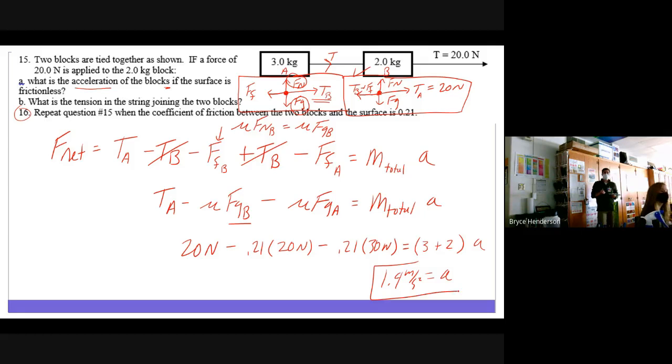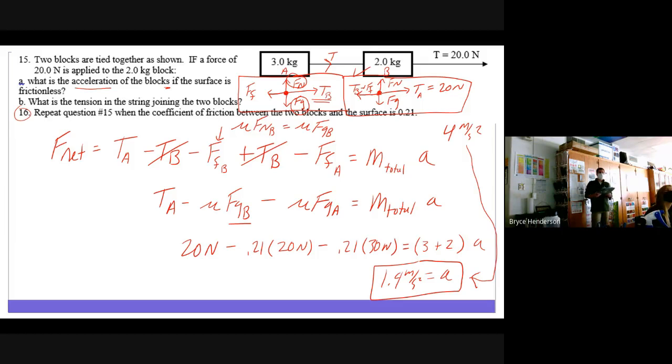meters per second squared. Now, compared to number 15, if you solved it, 15's acceleration was 4 meters per second squared. Why is this lower? Because it has friction. It's that easy. When you add friction, you're going to reduce the acceleration. It's going to generate heat, sound, all kinds of things.